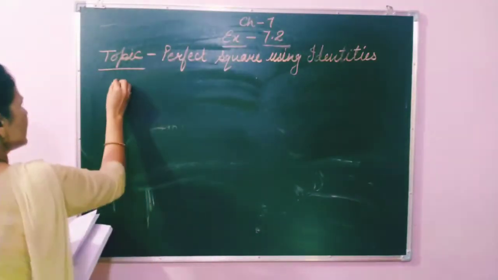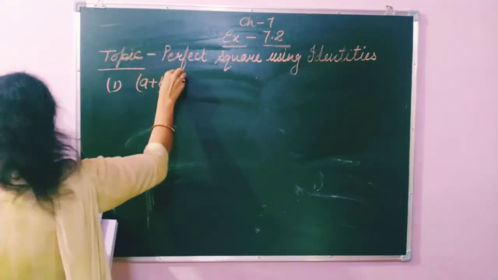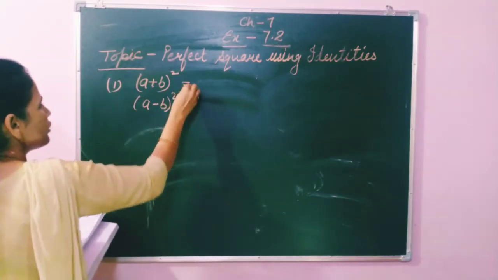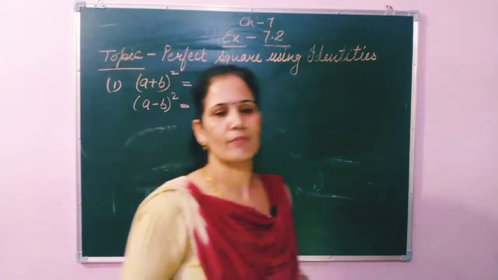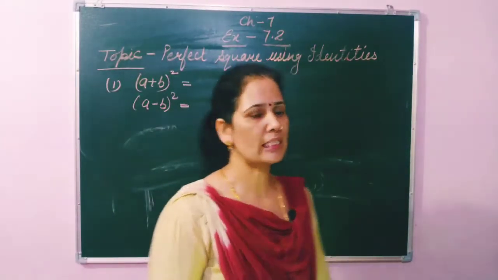The first one is (a plus b) whole square, and the second one is (a minus b) whole square. By using these two identities, we will make the perfect square of the given expression. How? Let's first discuss how to expand these identities.